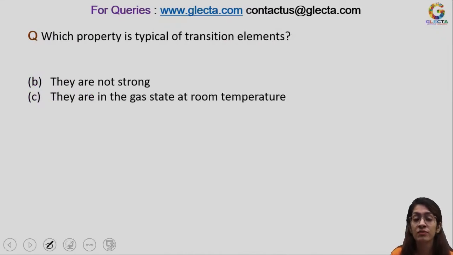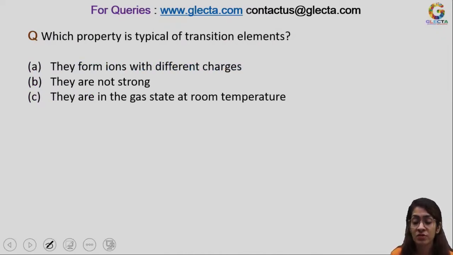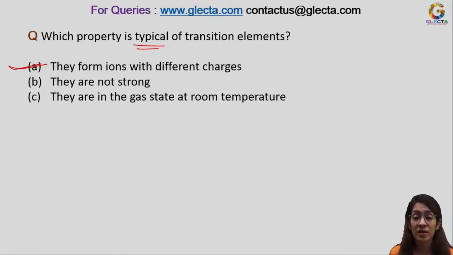Which property is typical of a transition element? They form ions with different charges, they are not strong, or they are in the gaseous state at room temperature. The only property which is shown only by the transition elements and not by the others is the capability of forming ions with different charges, right, that we have studied. They show variable oxidation states, that means they form ions with different charges. For example, iron can form a compound with +2 oxidation state and also +3 oxidation state.